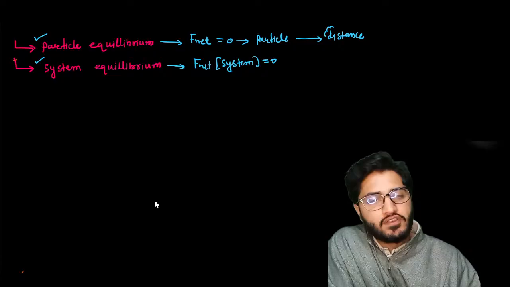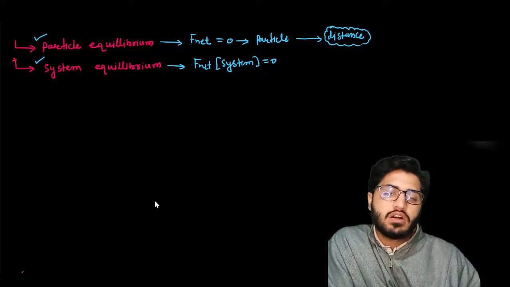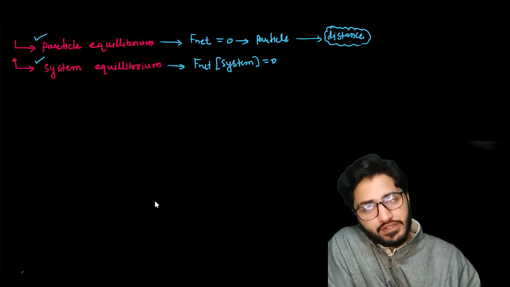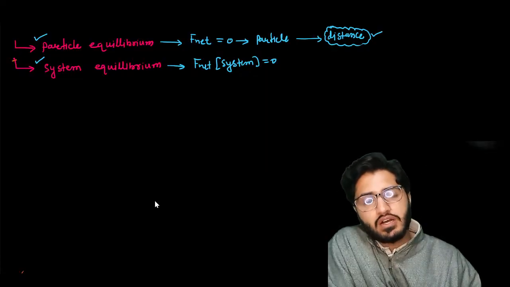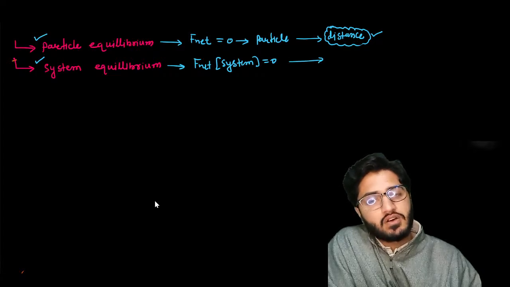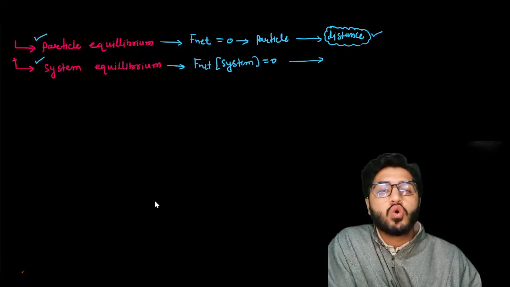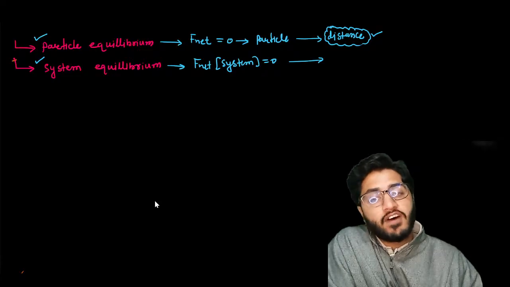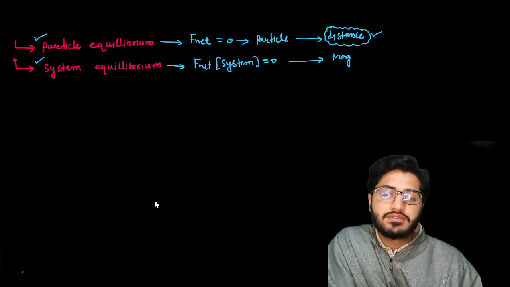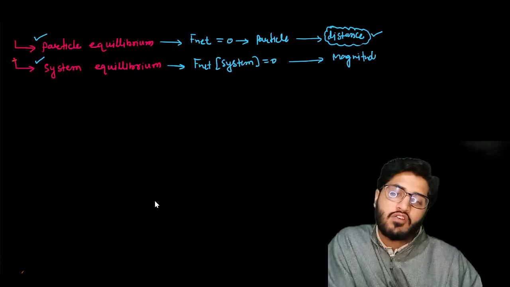Distance. If we will get anything now, but you need to find out the equilibrium position, so you can use the particle equilibrium concept. If you need to find, there will be a question now: if the whole system is in equilibrium, find the magnitude of charge. So this one came under the profile of what? System equilibrium.